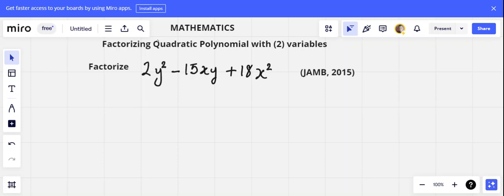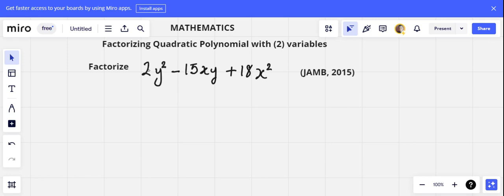Let's look at this: factorizing a quadratic polynomial with two variables. The question goes: factorize 2y squared minus 15xy plus 18x squared. This is a quadratic expression with two variables, that's variable x and variable y.